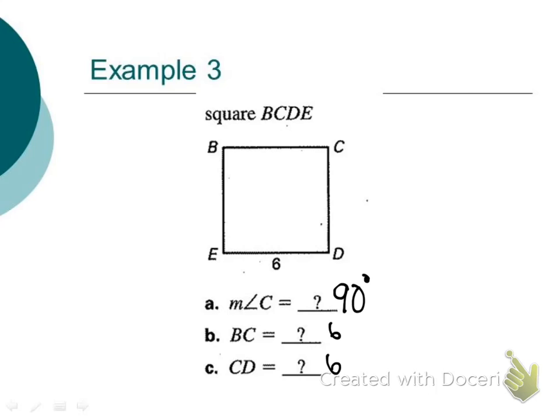Again, if you would prefer to just do it on your diagram, that's fine. You can label BC 6, you can label CD 6, and you can label angle C 90 degrees, whichever method you prefer for delivering your answer. Any questions?